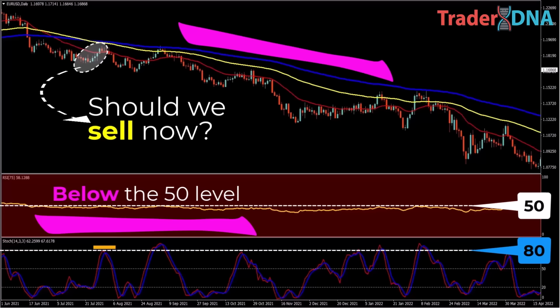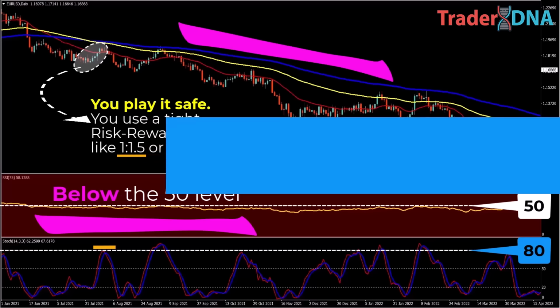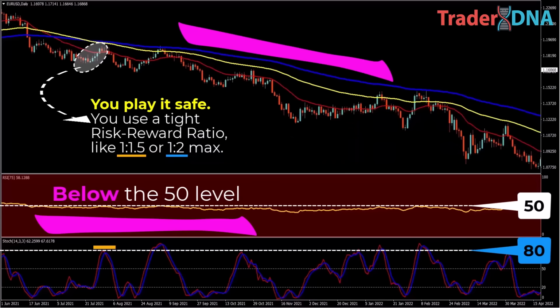So what do you do? If you're really eager to take the trade, which let's be honest, we all get that FOMO sometimes, you play it safe. You use a tight risk-reward ratio like 1 to 1.5 or 1 to 2 max. That way, even if the trade only goes a short distance before turning back, your potential reward still justifies the risk. But now things get even more exciting.